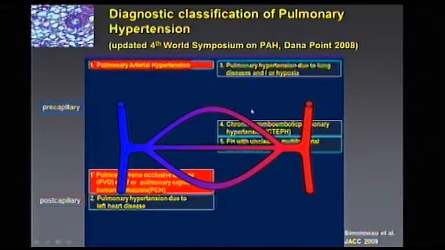You have the precapillary vessels, you have the postcapillary vessels, you have the capillaries themselves. PAH, group 1 PH, really consists in a remodeling of precapillary vessels, and pulmonary hypertension due to lung disease and/or hypoxia also corresponds to vasoconstriction of the precapillary vessels. So these two subgroups of PH are really focusing on precapillary vessels. Then you have pulmonary hypertension due to left heart disease. It's really post-capillary. And in between, you have CTEPH, which is mostly precapillary, but with some post-capillary remodeling, as I will discuss briefly at the very end of my talk.